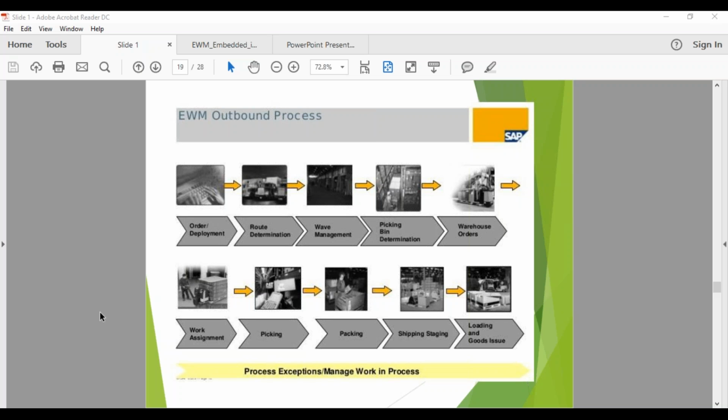I cannot handle each and every delivery one by one, completing this one and then going to the next. It means how much time it will take. So we are optimizing the process. For that we have wave management, where multiple deliveries will be handled at one time at the outbound delivery level. And then the picking bin determination will happen, to decide from where to pick the parts.